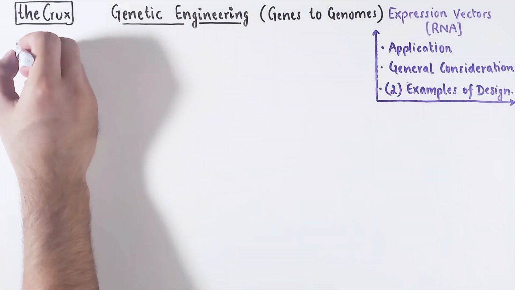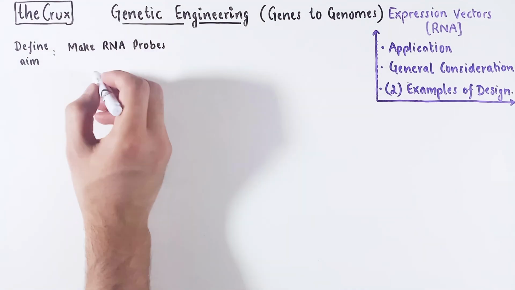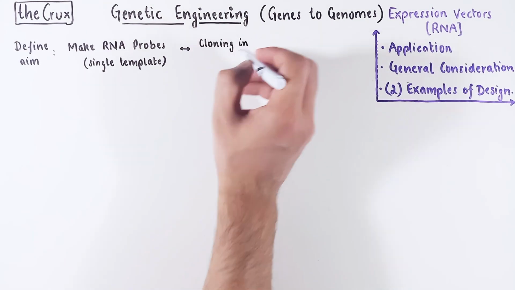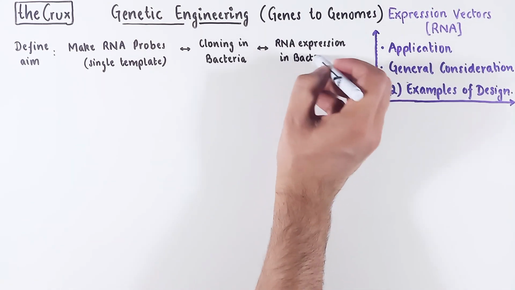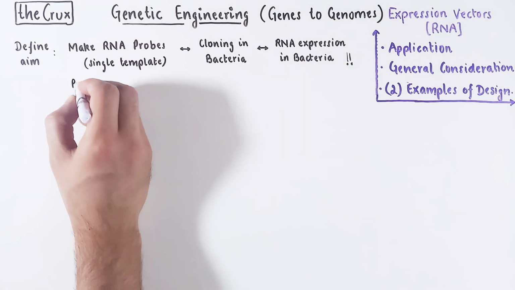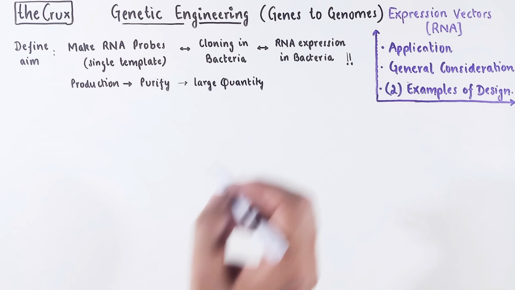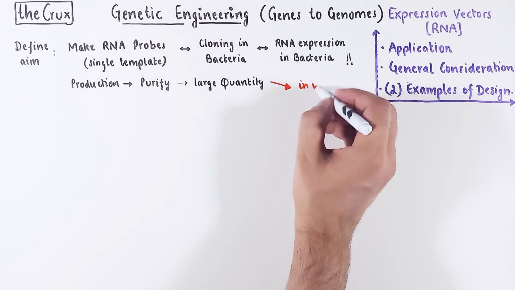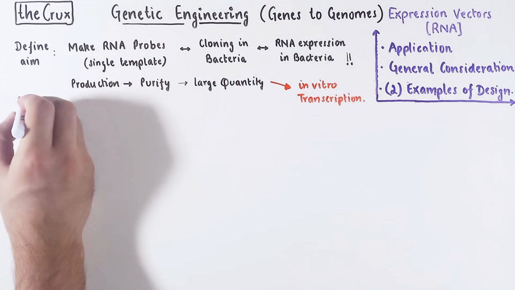Let's try to work through an example design of an expression vector, and say our aim is to make RNA probes using just one template. The cloning will be done in bacteria. Broadly speaking, the aim is to produce and purify RNA probes, and we need them in large quantities. Through this exercise, we will see that RNA expression in bacteria in this specific example is not a good idea. As an alternative, in vitro transcription is a much smarter way to get things done.